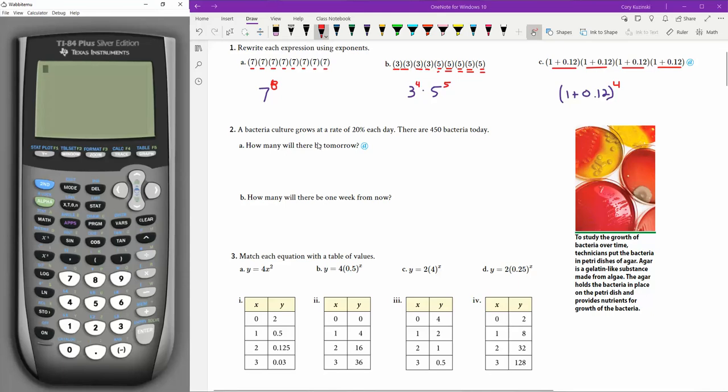A bacteria culture grows at a rate of 20% each day. There are 450 bacteria today. How many will there be tomorrow? That would just be the 450, and then we're going to multiply that by the growth rate. It's growing by a rate of 20%, so we're actually going to multiply it by 1 plus 0.20. What will that give us? 450 times 1.2 is 540 bacteria.